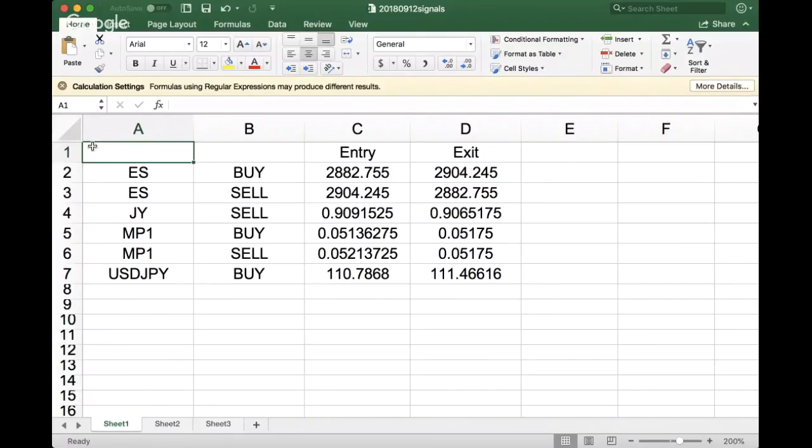The way you read these is that either there's going to be a buy or a sell, depending on which way the market goes in the ES. We only see a sell for the Japanese yen should it hit this level. And for the Mexican peso, there could be either a buy or a sell, depending on which way the market goes.